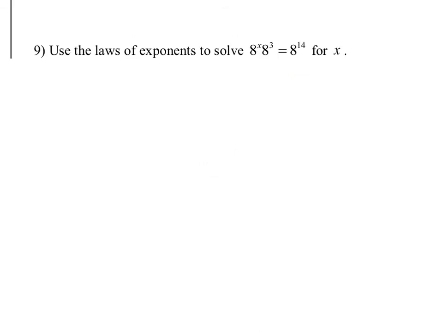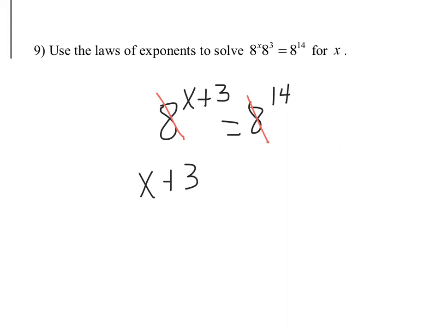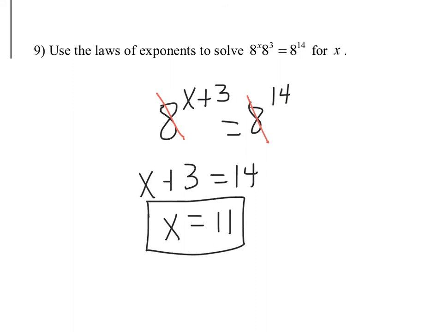In question 9, I'm using my laws of exponents again. I'm going to combine the left side. Since I have 8 to the x times 8 to the third, I'm just going to rewrite that as 8 to the x plus 3 equals 8 to the 14. Now that I've isolated my bases, I can go ahead and drop them. So I'm going to drop this base of 8, and what I'm left with is x plus 3 equals 14. And then I just solve for x, and I have x equals 11. And that's your answer.